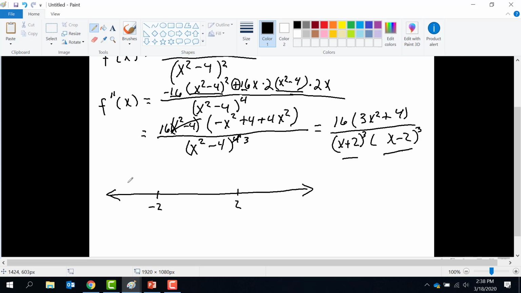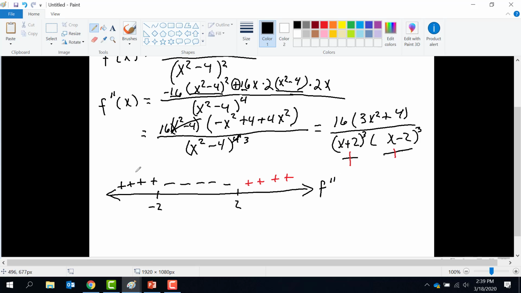And when you multiply them together, you will get a positive number. Once you get past -2, this one will switch. And now a positive times a negative will be a negative. And once you get past 2, this one will switch. And now a positive times a positive is a positive. The odds don't change anything. Because this is odd, rather than having a single negative, you would have 3 negatives, which is still negative. And same thing goes on over here. So this is the sign chart for f double prime.